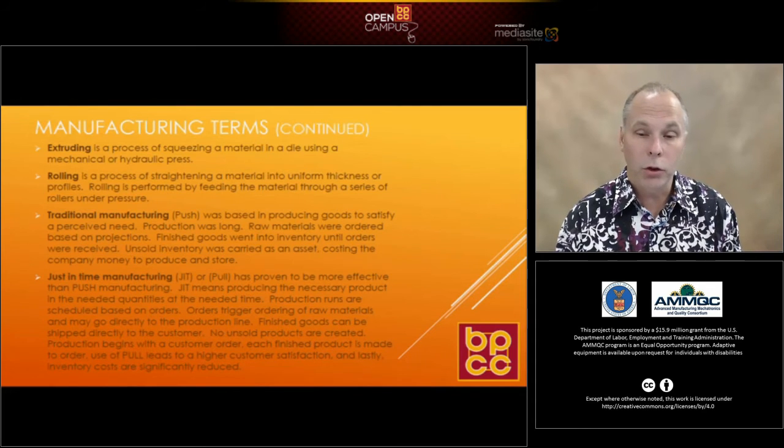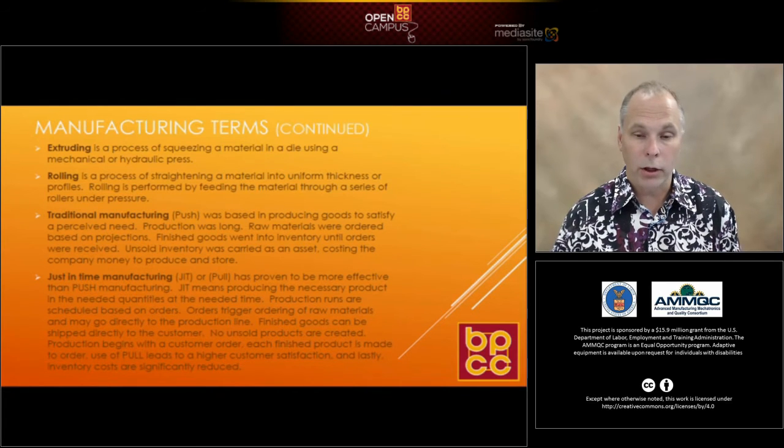Finished goods went in inventory until orders were received. Unsold inventory was carried as an asset, costing the company money to produce and to store. So instead of going right to the end user, it was stored waiting until the end user called. Just-in-time manufacturing, JIT, or even the pull manufacturing, as some people like to call it, has proven to be a little more effective than the push manufacturing.